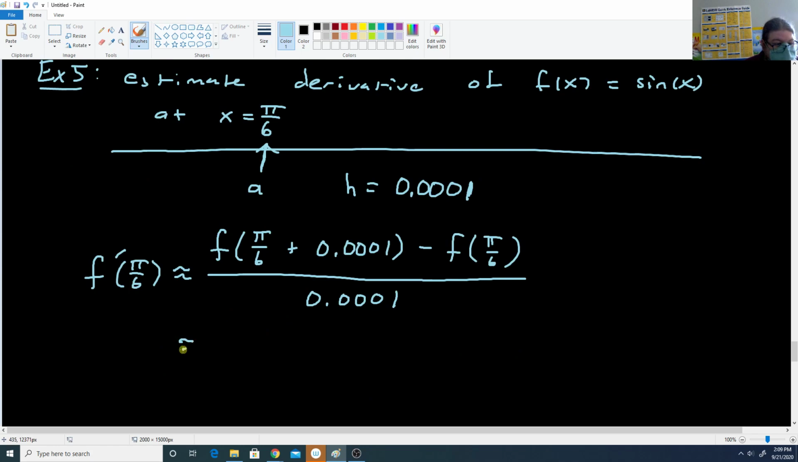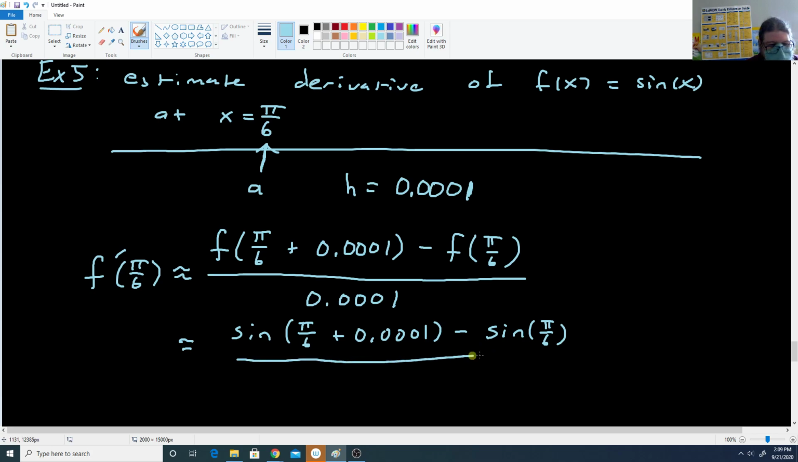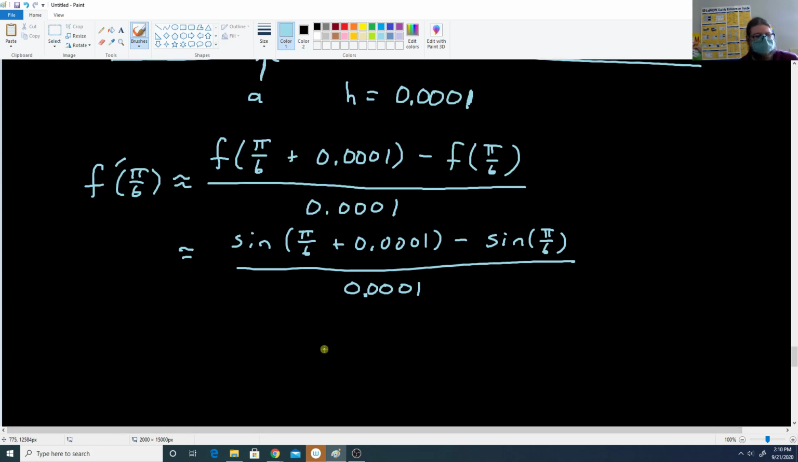So this will be equal to sine of pi over 6 plus 0.0001 minus sine of pi over 6, which sine of pi over 6 should be a half. And that's all over 0.0001. So we're going to put that in our calculator, and it'll tell us an estimation.